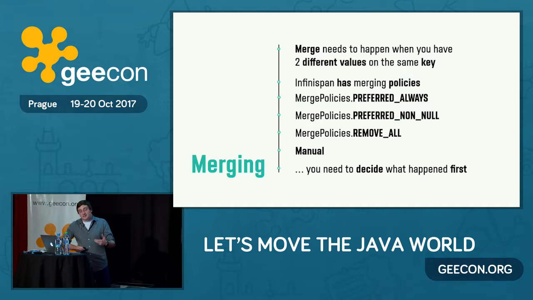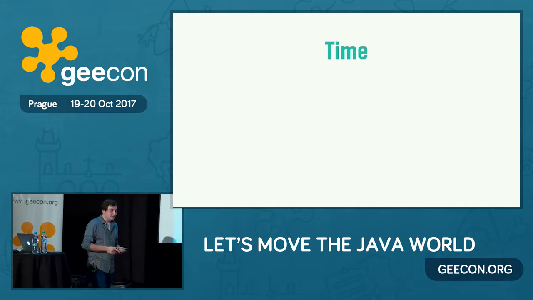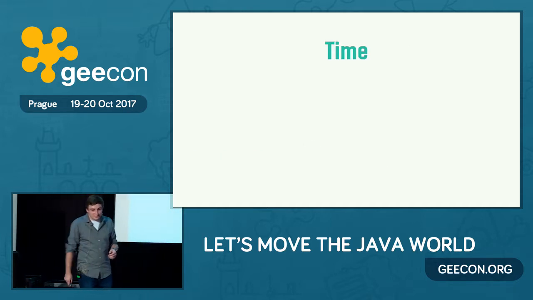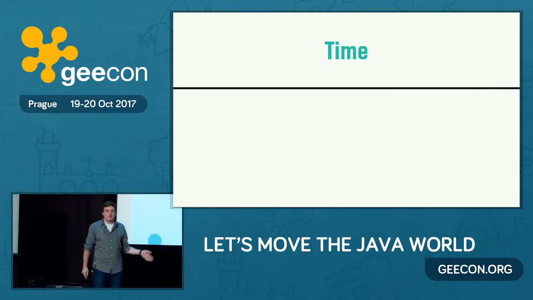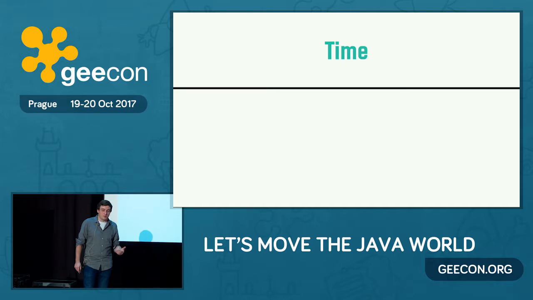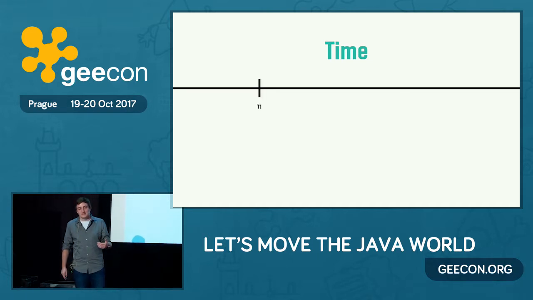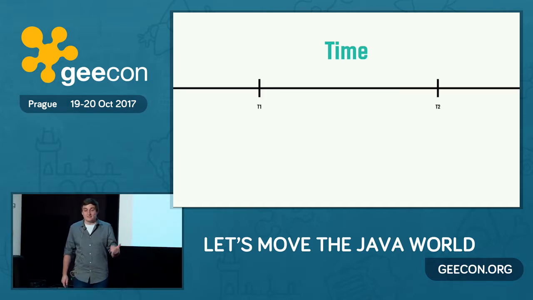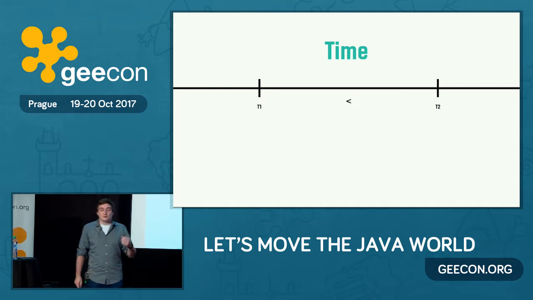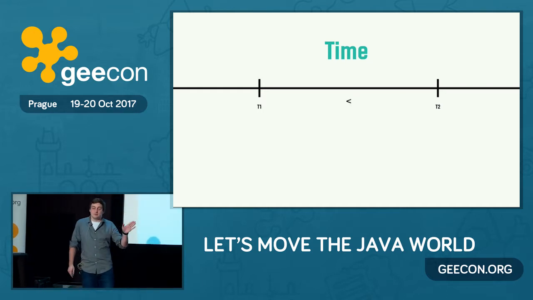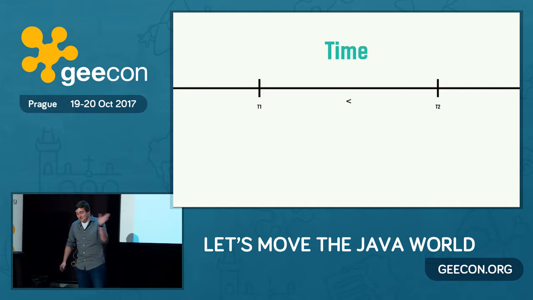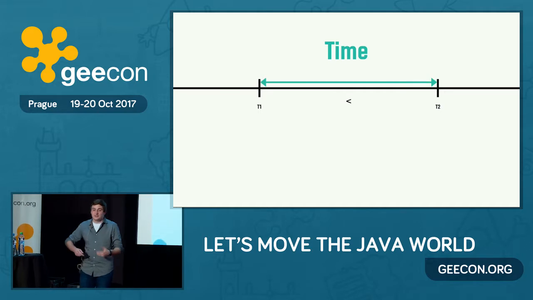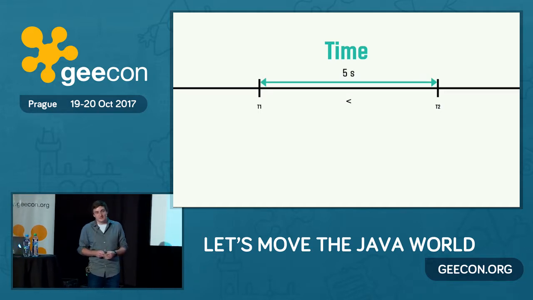And when you are doing that, you basically need to decide what happened first. And that brings me to a question of time. We as people tend to perceive time as something linear. When I have an event that happened at T1 and an event that happened at T2, I can always say that T1 happened before if it's on the more left side of the time. I can use time to measure the distance between the events.